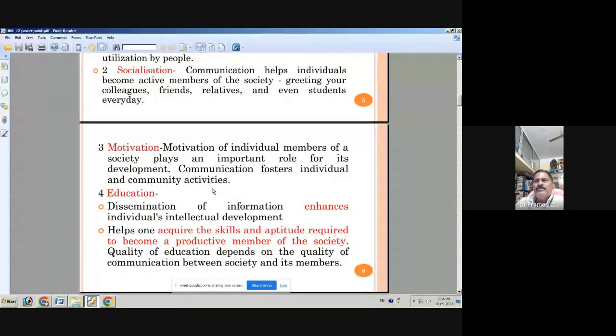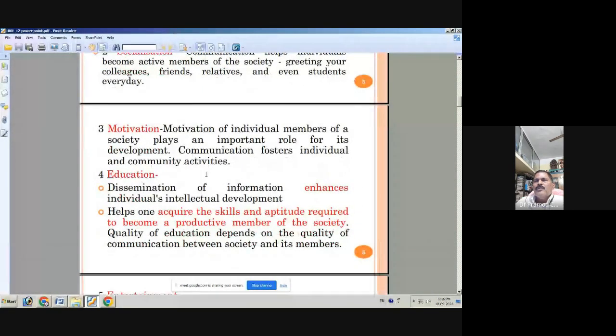Another is motivation. Why do we say that communication motivates us? There are so many individuals staying in society. They are playing different roles. Why are they playing different roles? Because they are motivated differently.